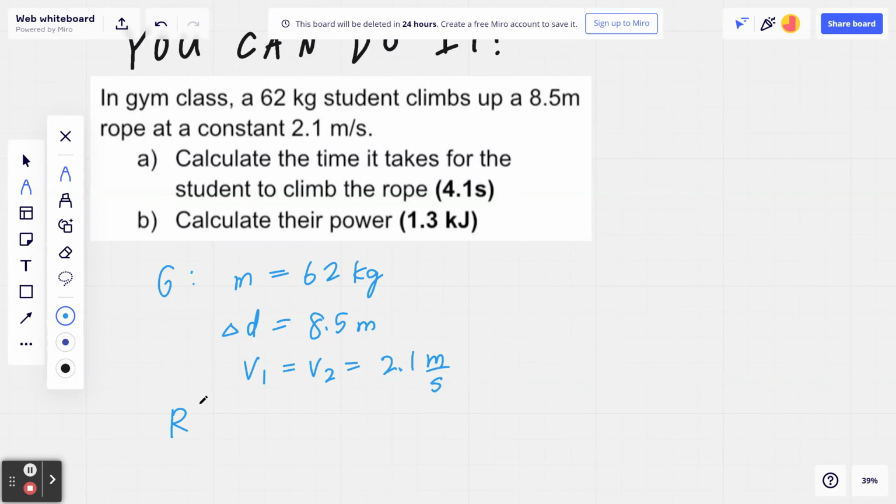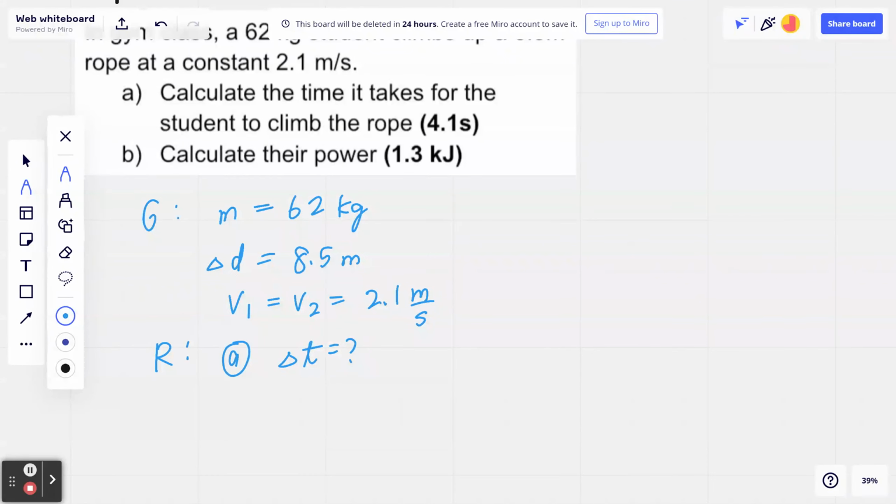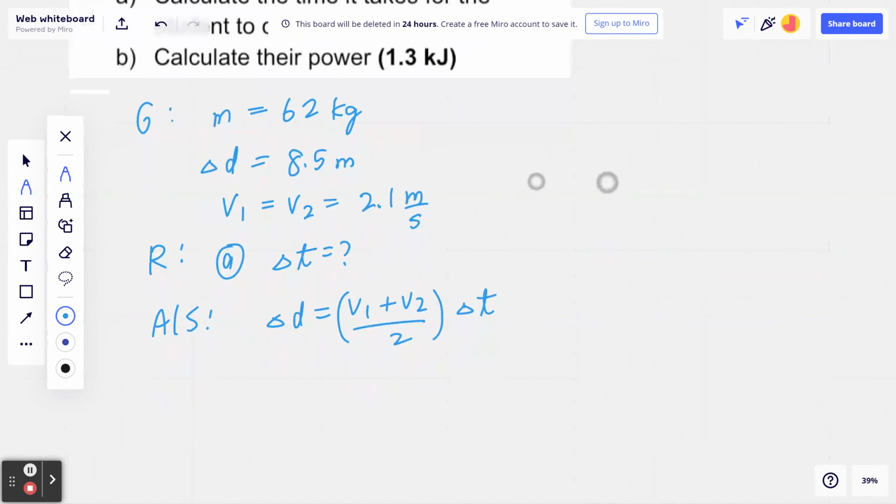Because now, if you think about part A, your goal is to solve for the amount of time, which implies, in this case, you can think of displacement, which equals V1 plus V2 divided by 2, multiplied by time. And of course, you can either plug in the numbers or you can solve for time first. It's totally up to you.